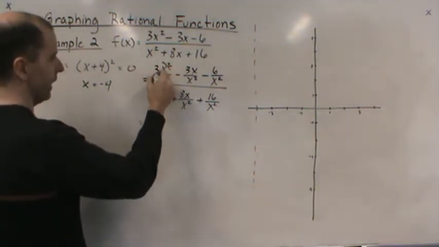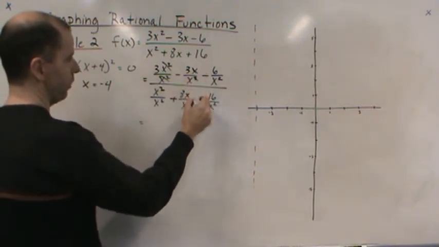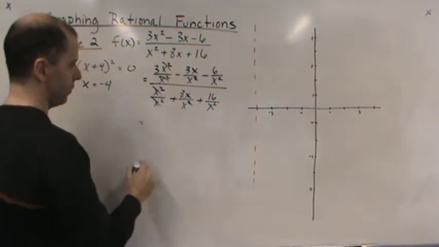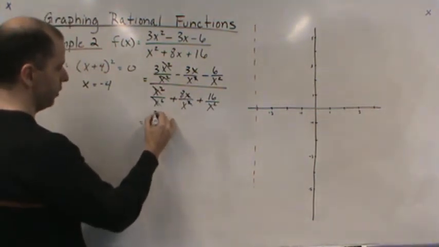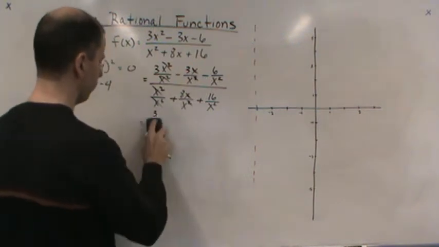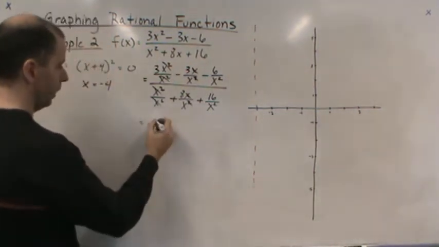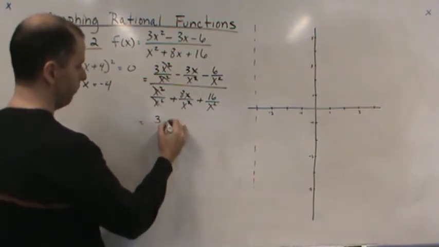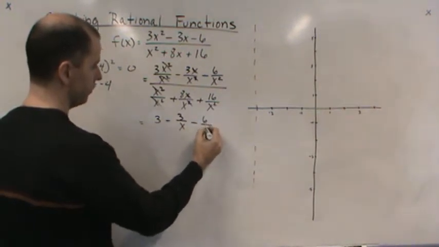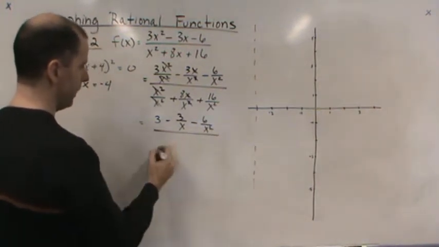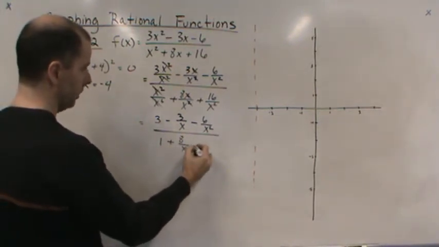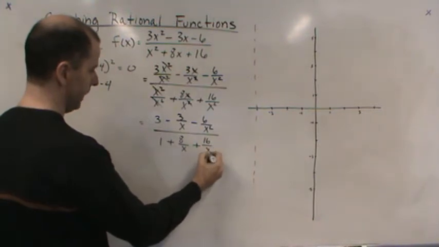And so now I'm going to simplify it and see what it looks like. So this is going to cancel with this. This is going to cancel with one of those. These two are going to cancel. And this x is going to cancel with one of those. So this will become 3 minus 3 over x minus 6 over x squared, and then the denominator will become 1 plus 8 over x plus 16 over x squared.